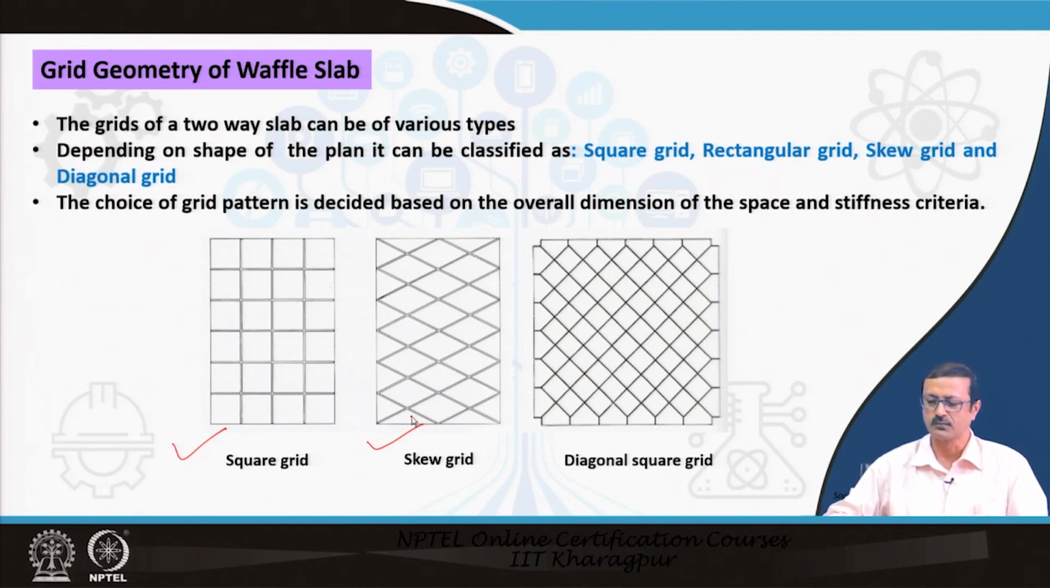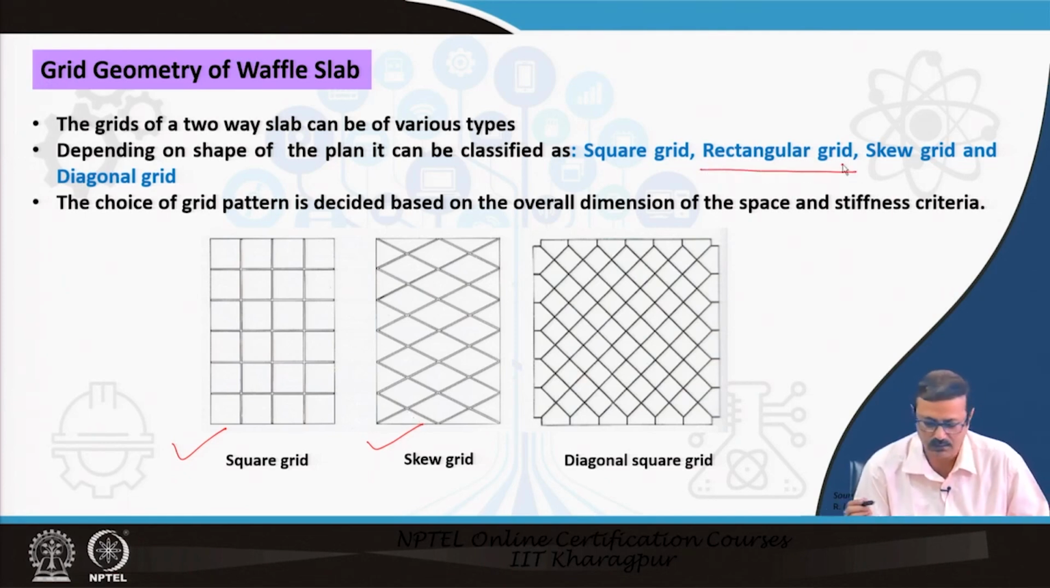Sometimes we can go for rectangular grids also, where the junctions are at 90 degrees, but the spacing of the ribs in the two directions is different. Sometimes we can go for diagonal grids also, where we can think of equal spacing in both directions, but oriented at 45 degrees.